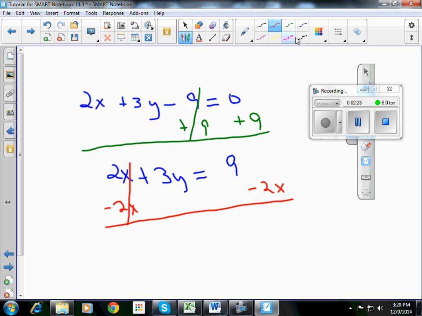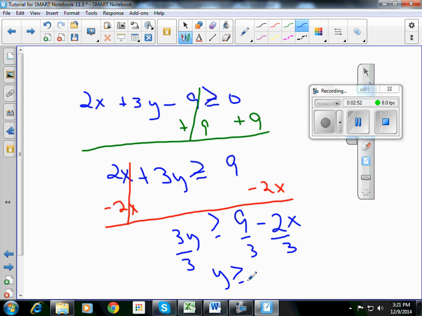These cancel, bringing down 3y is equal to, but these are inequalities, so I'm going to say greater than or equal to. Greater than or equal to, but you do them the same as if it was equal to. Now we're going to divide everything by 3. And we find that y is greater than or equal to negative 2/3 x plus 3. That would have been your answer.